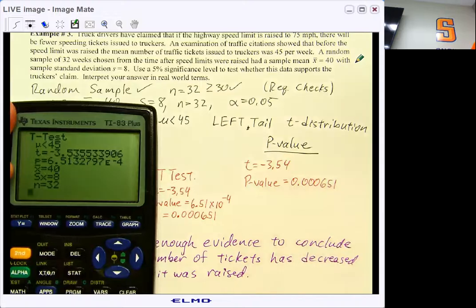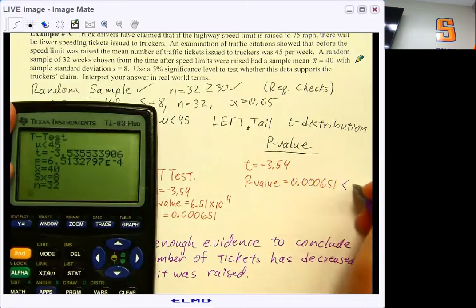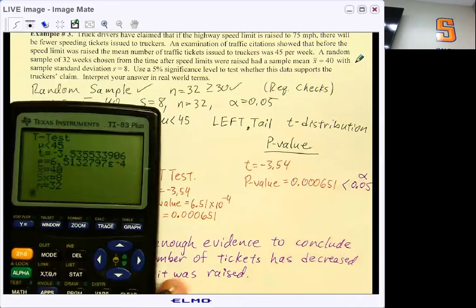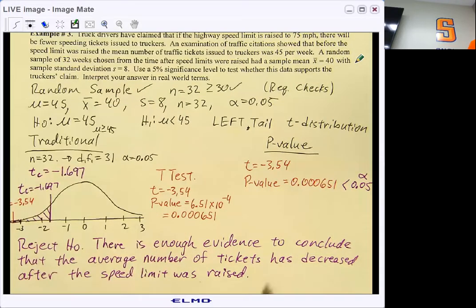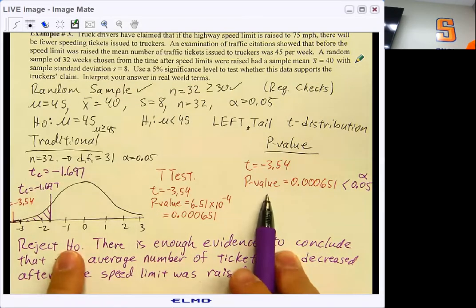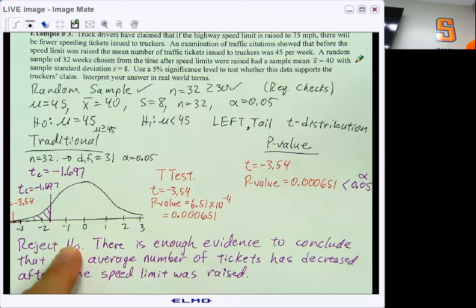Students often make that mistake. And so our p-value, how does that compare to our alpha of 0.05? It's way less than. And if the p is low, the null must go. We reject the null hypothesis and get the exact same conclusion.